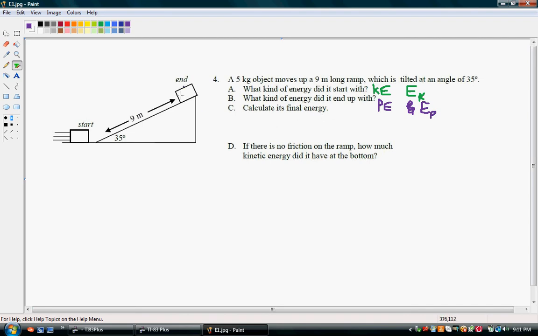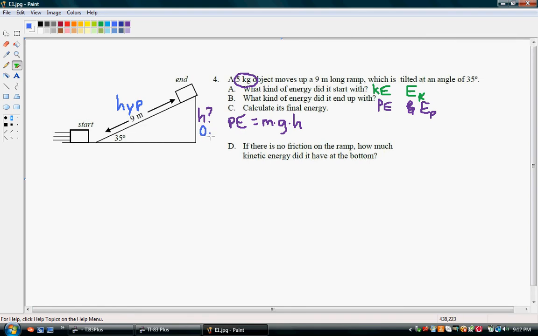Well, we know that the final energy is potential energy, and we know that potential energy is equal to mass times gravity times height. Well, we have the mass, 5 kilograms, and we know gravity. We'll go ahead and use 10 this time, but we don't know this height here. Okay, this 9 meters, that's not what we're going to use for our height. That is not the height of the slope. But we use this, because it's our hypotenuse, to find our height.